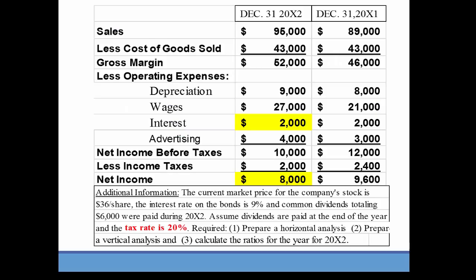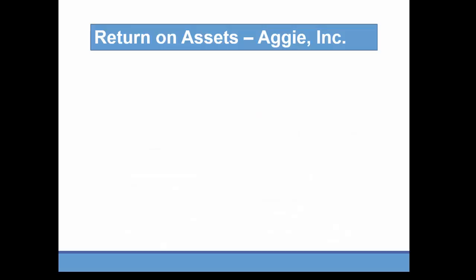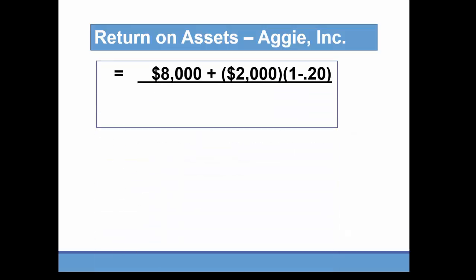All right, so when you look at your income statement, that's where you'll get your numerator. 8,000 is income. We'll add back interest expense of 2,000, but we'll do this on an after-tax basis. So we'll have to see that tax rate of 20%, and we'll take 1 minus 20%. So the numerator looks like this. 8,000 of income plus interest expense of 2,000 times 1 minus the tax rate, or 1 minus 0.2.